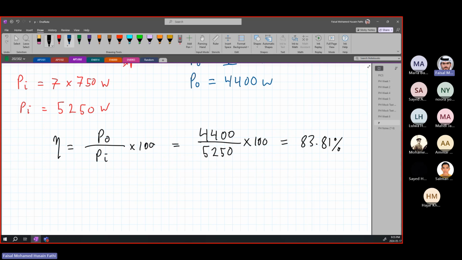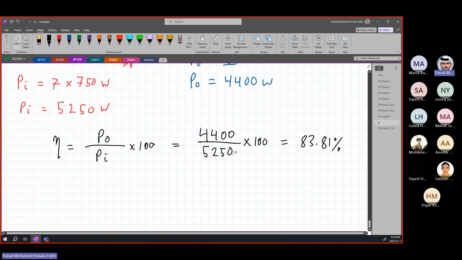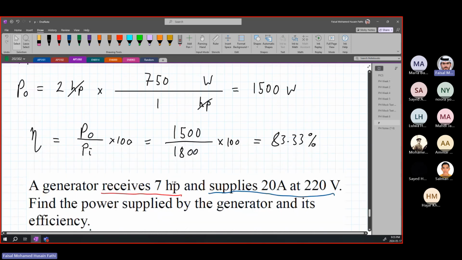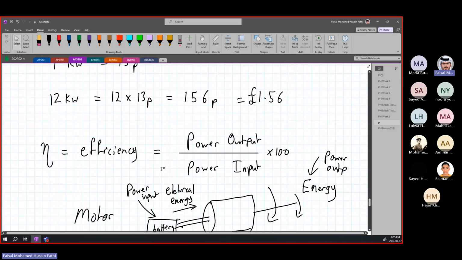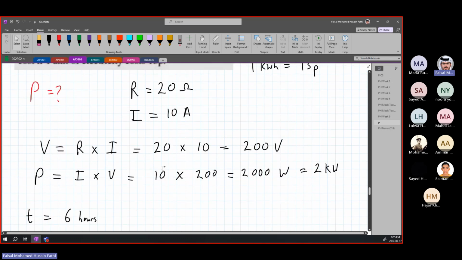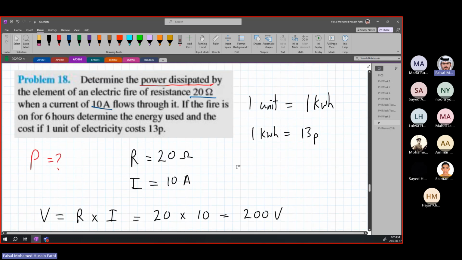83.81%. Okay. And that's it. That's how you can find efficiency for any question. Remember that this is a percentage. I hope this clarified energy in general and electrical energy and current, resistance, voltage, what they mean by potential difference.